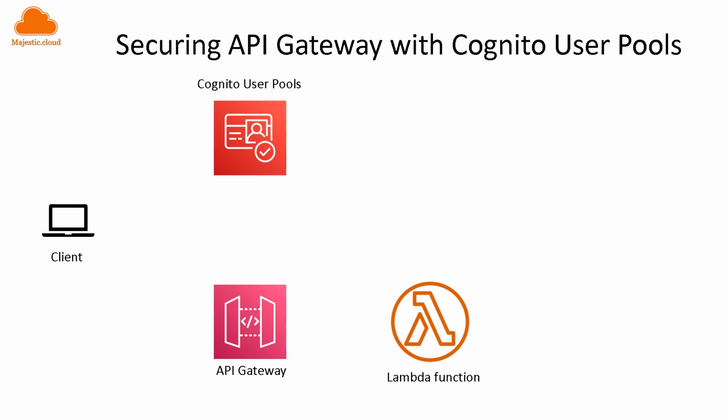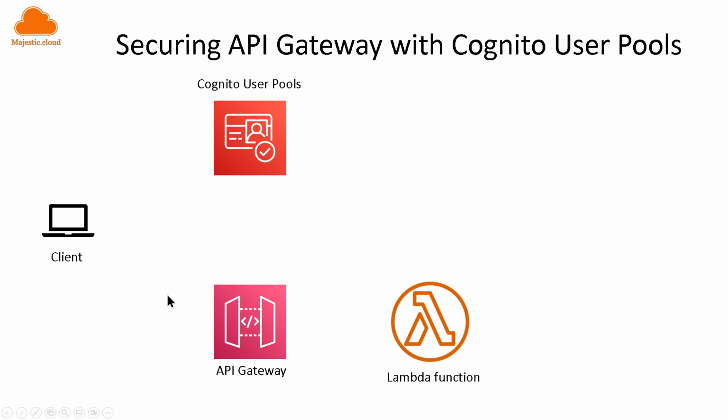So let's look at our architecture. We have API gateway, which has a Lambda function behind it, or many Lambda functions. And we want to secure it, so whenever our client makes a request to the API gateway, he has to provide some type of authentication, so we can see what actions it's authorized to perform.